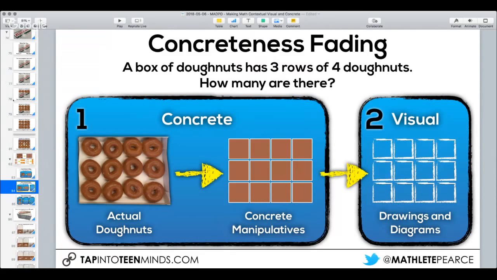So I don't want to force them there. I want to sort of get them to a place where they're suddenly going, wow, do I really have to do this? So if I go back to the big donut box, do I really need to use base 10 blocks to do this?